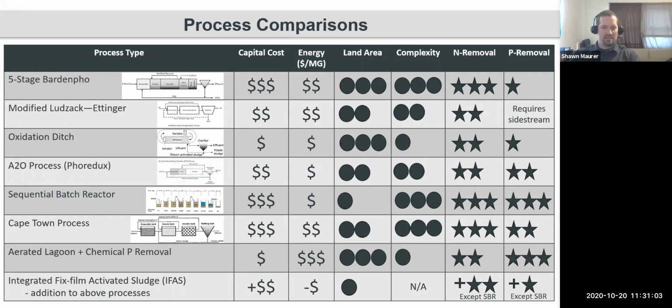The Cape Town process is a little more complex, but again, it's a modification of the MLE process with a little more recycle, trying to stabilize the oxygen levels being recycled into each section of your anaerobic, aerobic, and anoxic sections of the system. It's trying to provide a little more stability to the process with more recycle streams. Because of that, it's a little more complex and a little more expensive, but it does get much better nitrogen removal and phosphorus removal than some of the other processes.